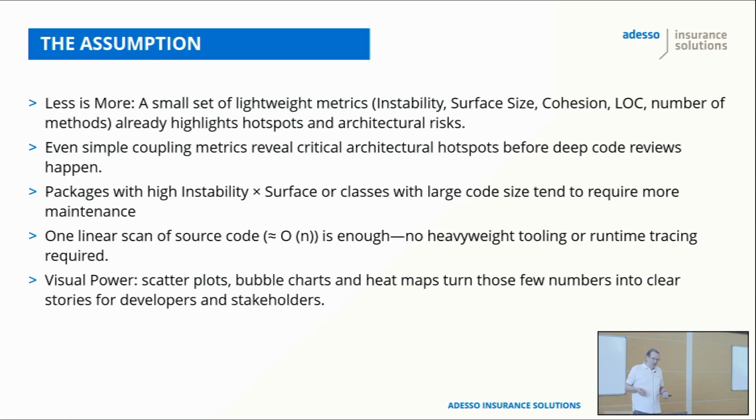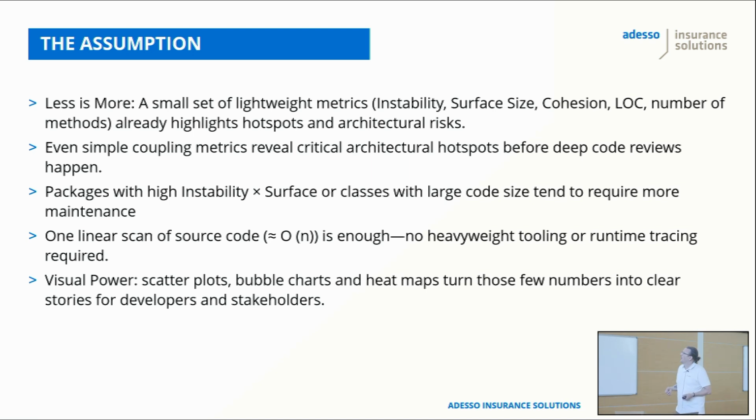So it may be even simple coupling and cohesion metrics might reveal critical architecture hotspots even before we do deep source code reviews. We also wanted to look at package level stuff to find out if there are packages that tend to be more unstable, have a high instability index. We come to this later. And to identify parts of the system that tend to require more maintenance than others.